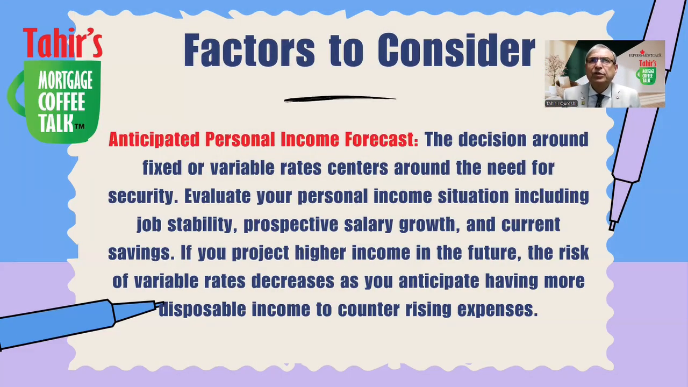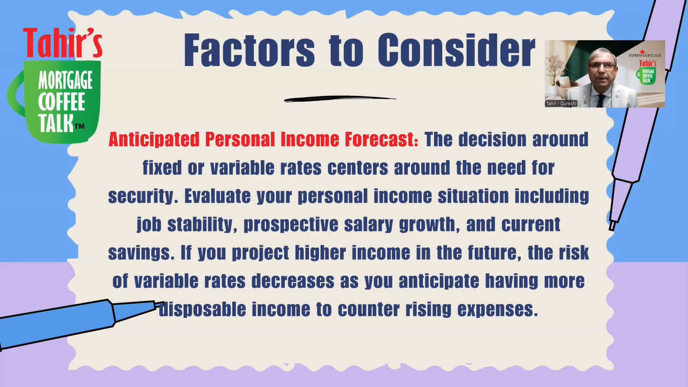Third, anticipated personal income forecasting, because when you are borrowing a loan, it is based on certain assumptions that you have a job, you can continue to have a job, you're expecting a pay raise, and you want to build a second dwelling unit at the property, or you're going to do something else. You have to have a budget. So the decision around fixed or variable rate centers around the need for security. Because when you borrow the money, the lender will want security before they give you the money.